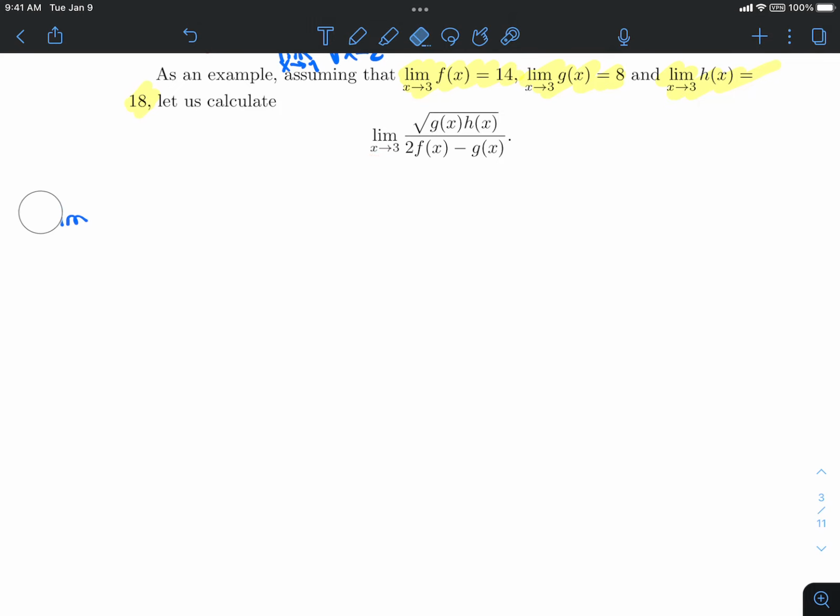So let's go one law at a time. I'll start by saying, okay, I have a fraction, so I'll use the quotient law. So this equals, take one limit at the top and one limit at the bottom. So that's going to be the limit as x goes to 3 of one limit on top.